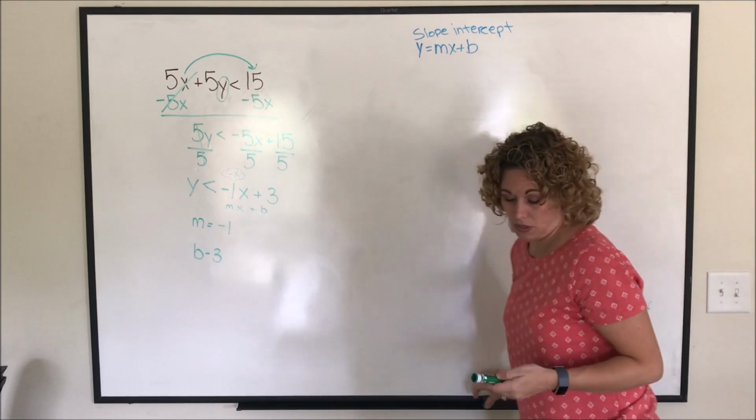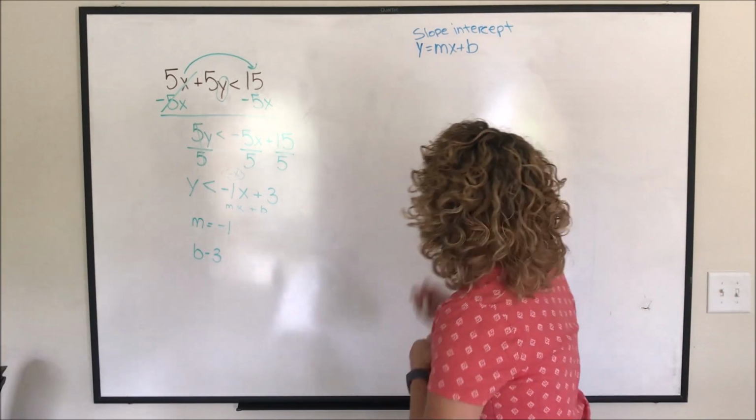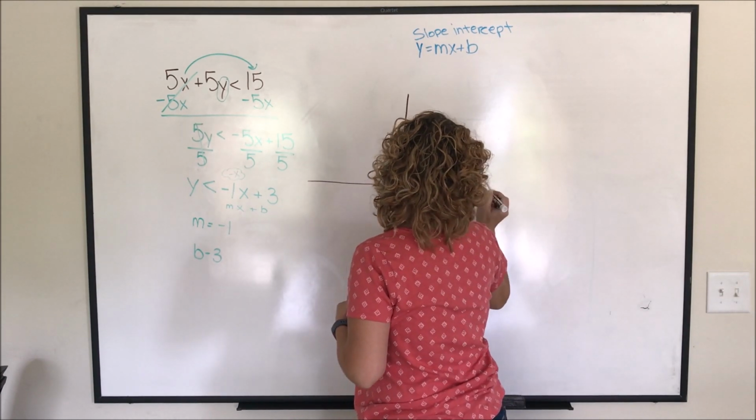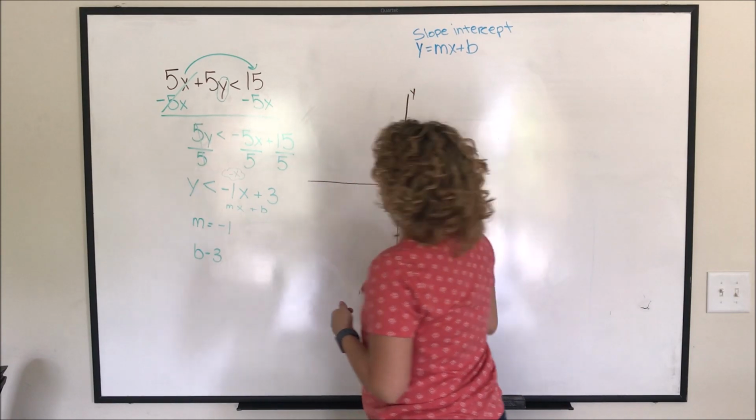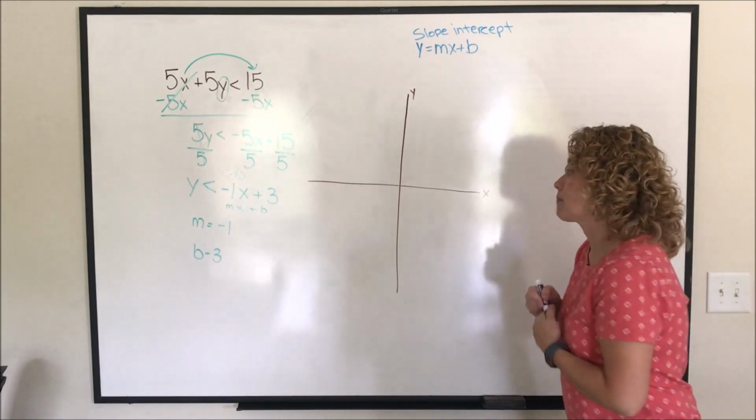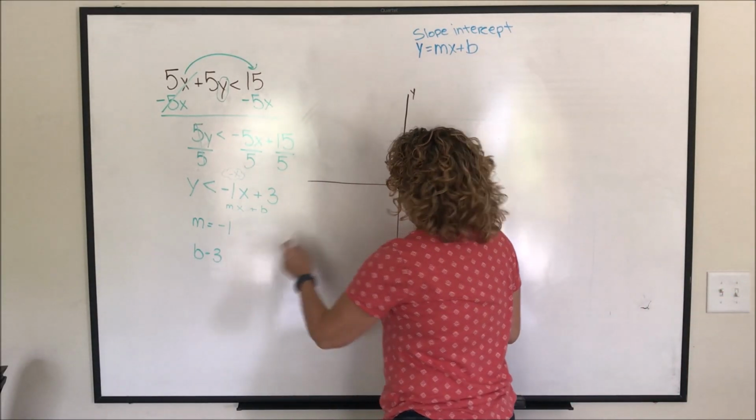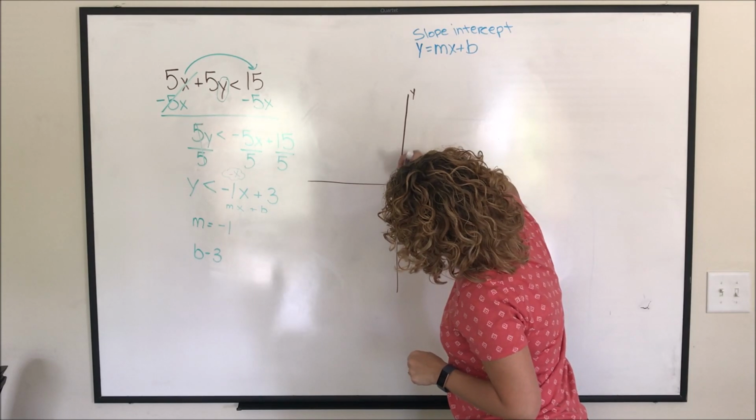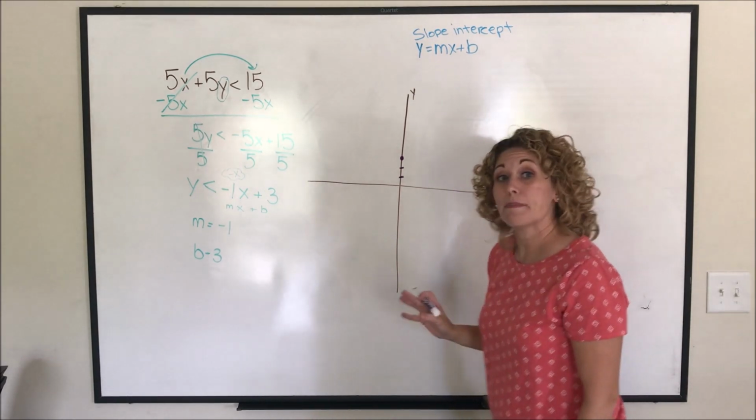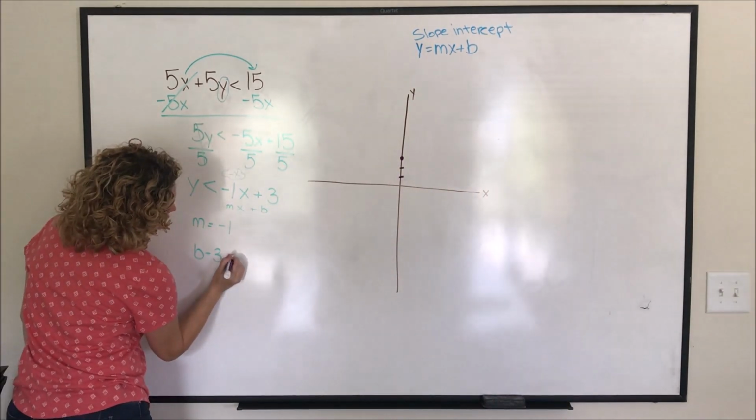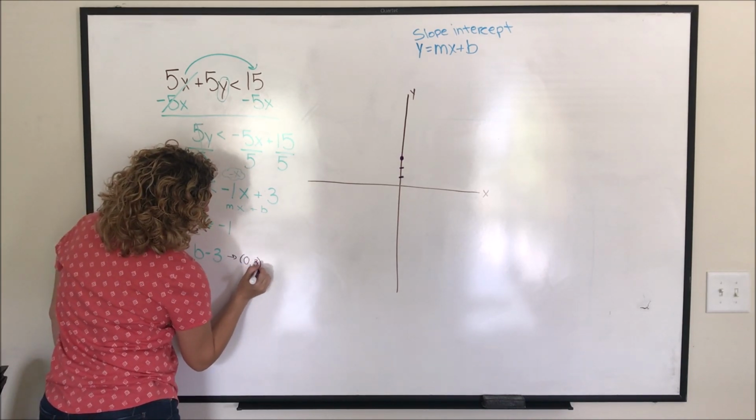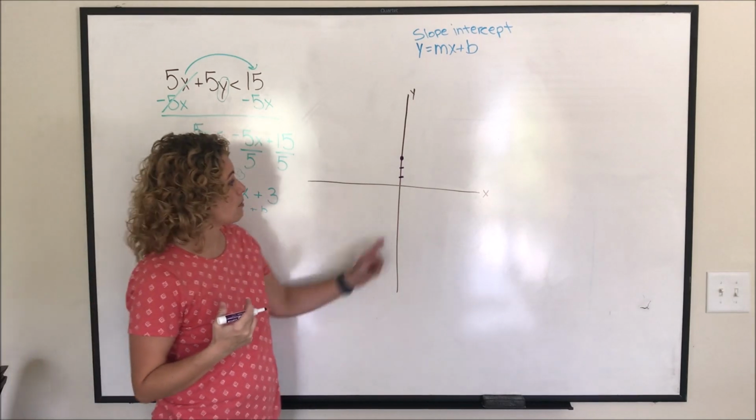All right, so the first point we put on our graph is our b, our y-intercept. Our y-intercept is 3. That means it's going to intersect the y-axis at 3, okay? That means the coordinate point is 0 in the x direction and 3 in the y direction. So if you were to put in 0 in your table, you would get this.